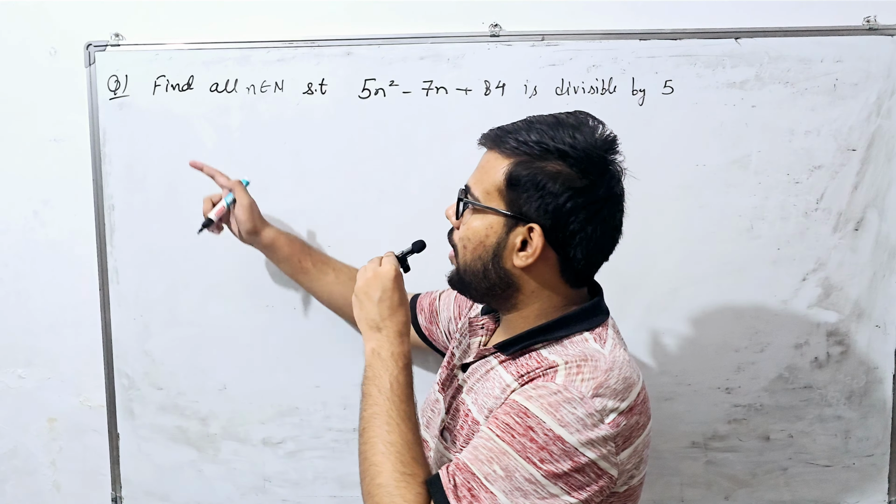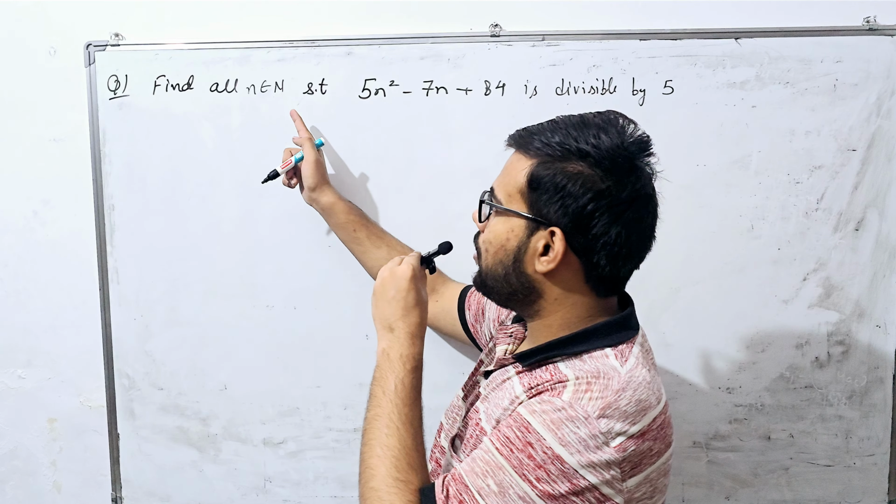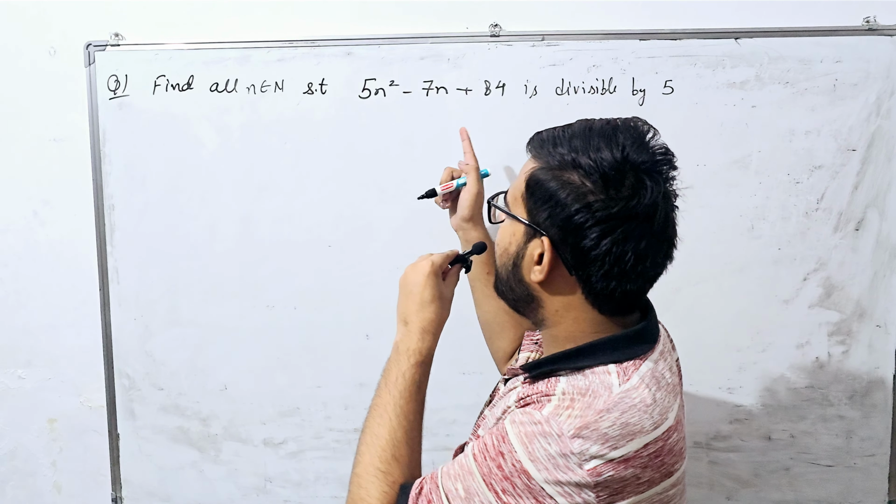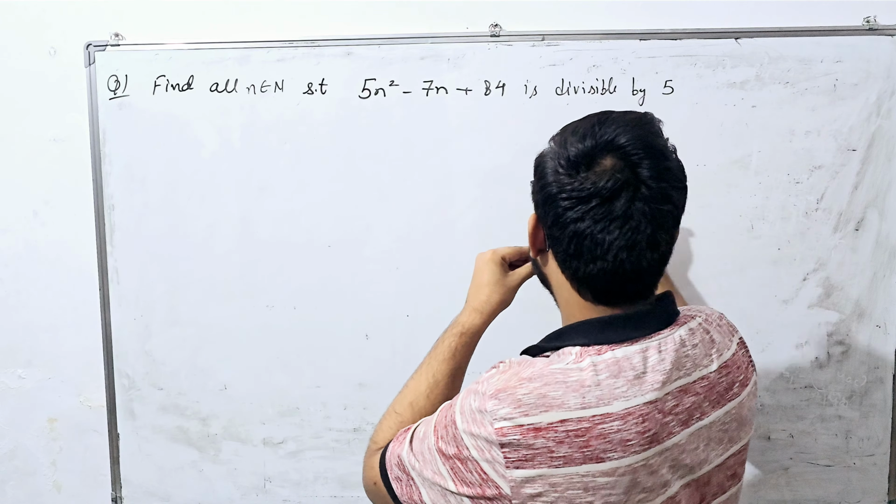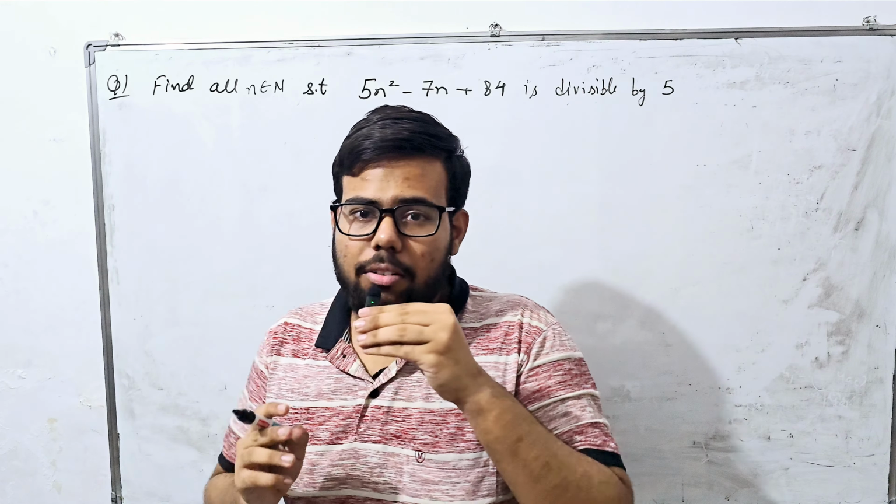In this, we are given: find all n belonging to natural numbers such that 5n² − 7n + 84 is divisible by 5. So let's see how we'll solve this problem.